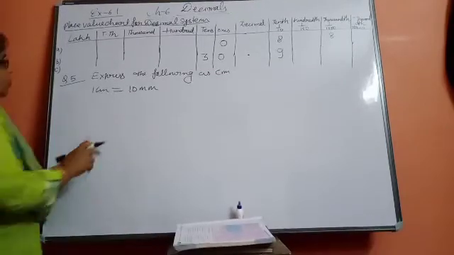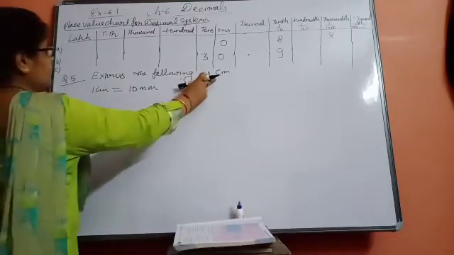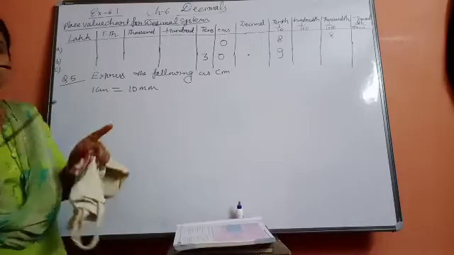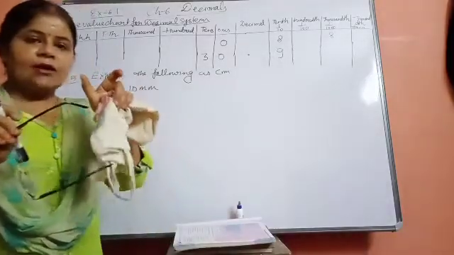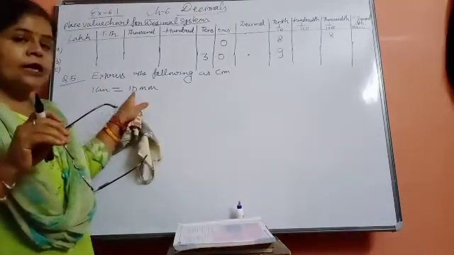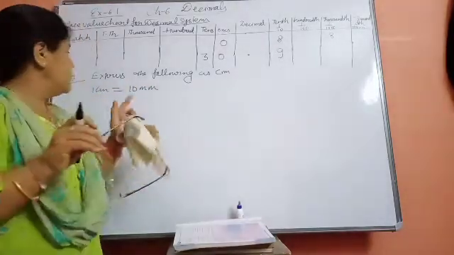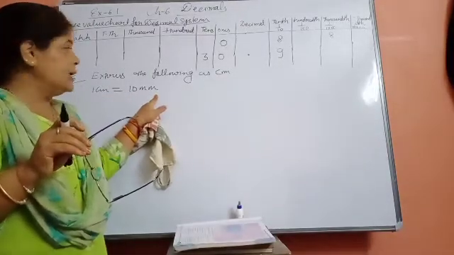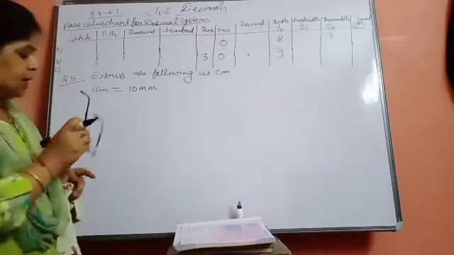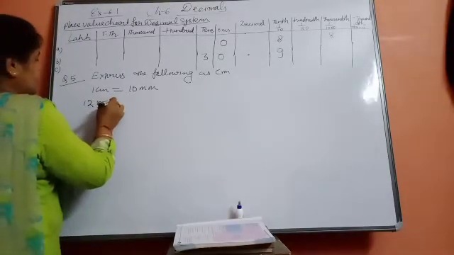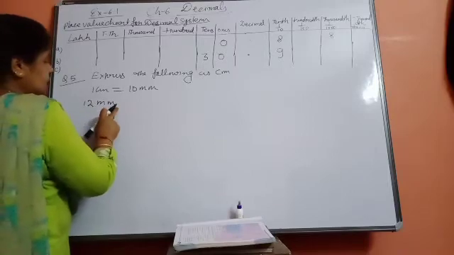Question number 5: express the following in centimeter. You know that everybody has seen your scale, and if you look at 1 centimeter, it is divided into 10 small lines. It means 1 centimeter is equal to 10 millimeter. Now in your question, beta, you have been given 12 millimeter, and you have to convert this into centimeter.